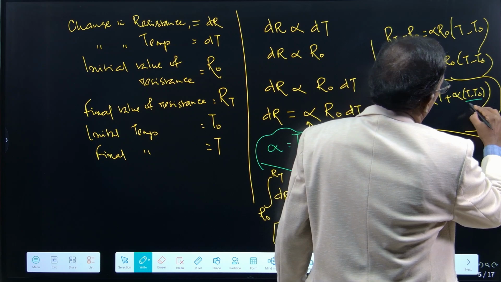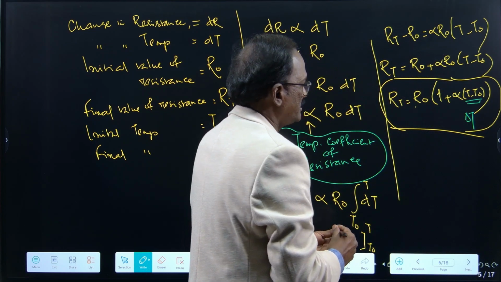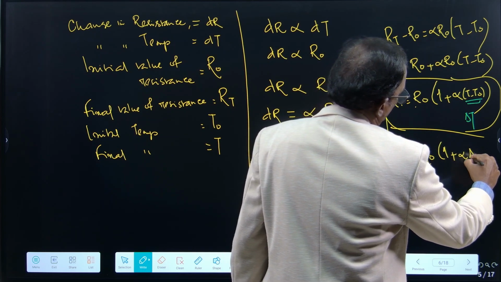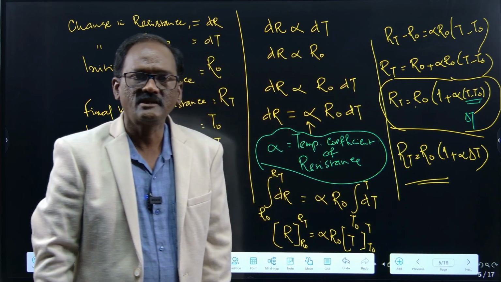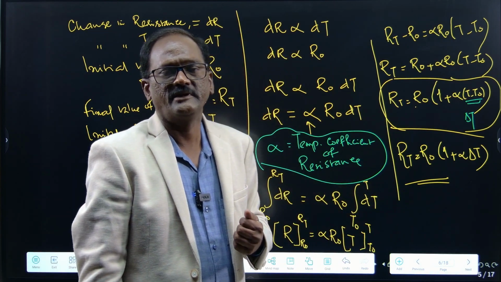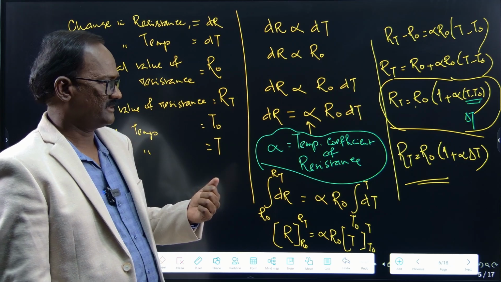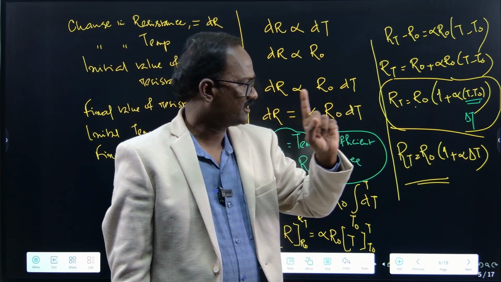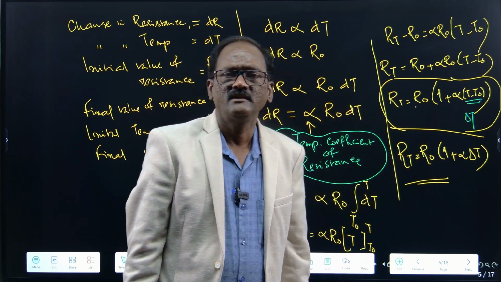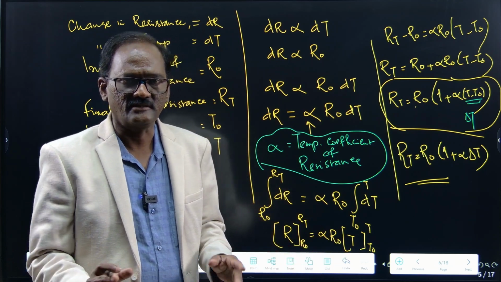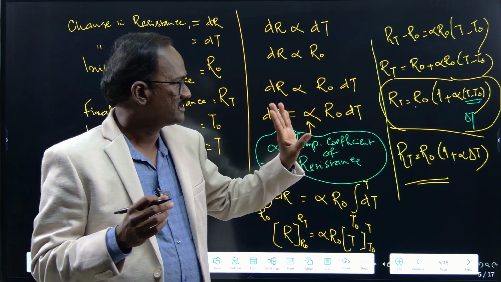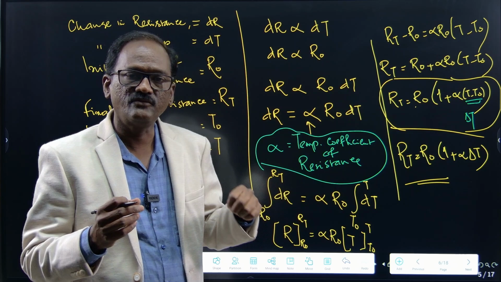This T minus T0 can also be written as delta T in simple form. So RT is equal to R0 times 1 plus alpha delta T. This is the expression we can use to know the resistance for any temperature rise, right? Delta T is the change in temperature, alpha is the material constant, the temperature coefficient of resistance, and R0 the initial value. If you know these three values, you will get the resistance value for any temperature, right? Clear? So this is how we are quantifying the change in resistance.